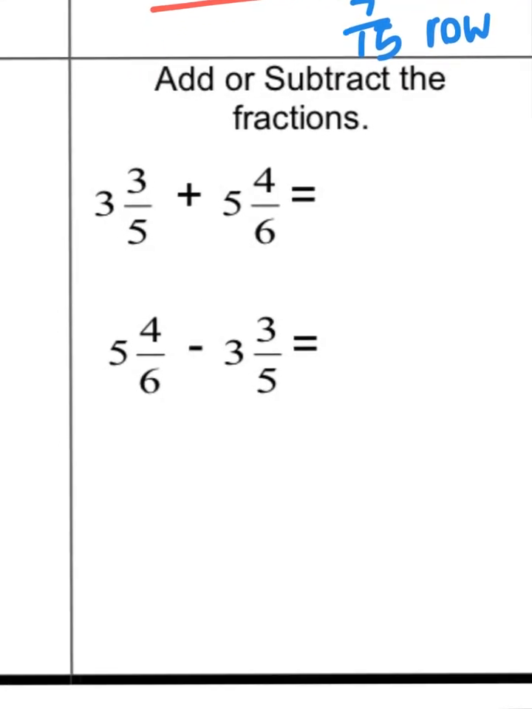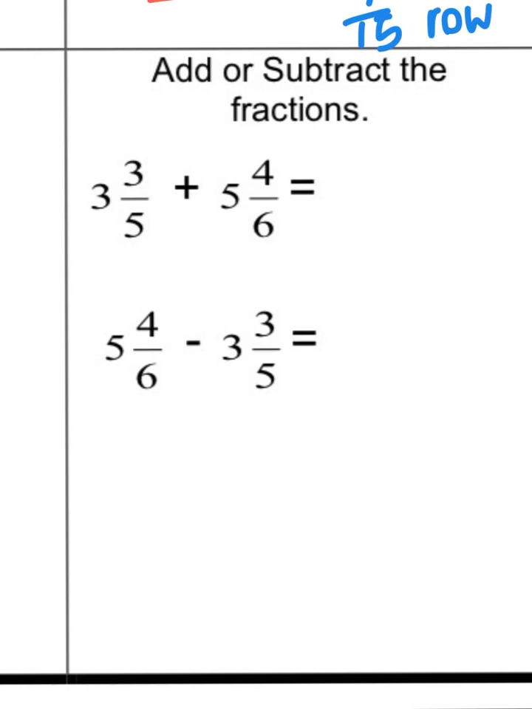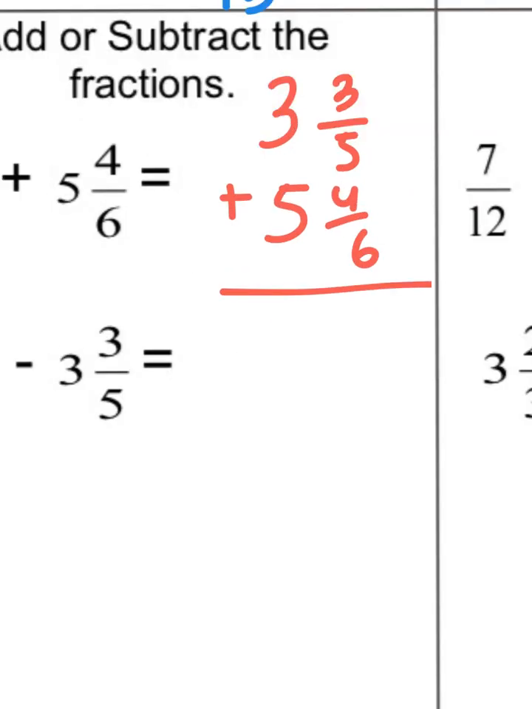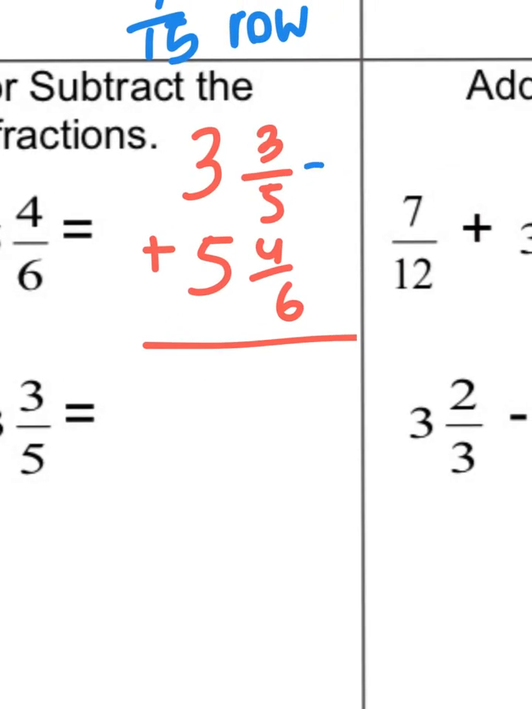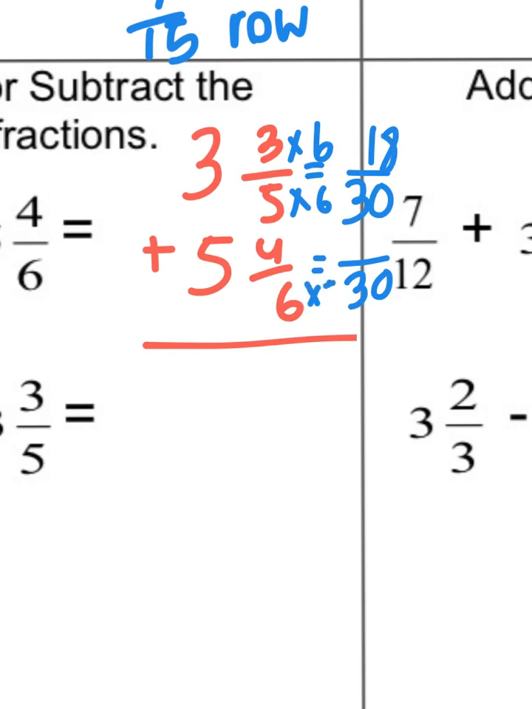For the bottom one, it says add or subtract the fractions. Let's go ahead and write this vertically. Here is 3 3/5 plus 5 4/6. So step 1, we have to write a fraction that they both have in common. They both have the number 30 in common. This is times 6. Times 6, that will give us 18. This is times 5. Times 5, that will give us 20. When we add 18 plus 20, we get 38 over 30.